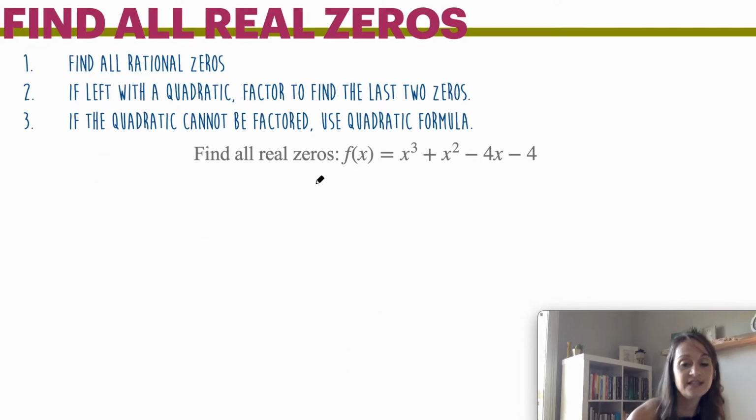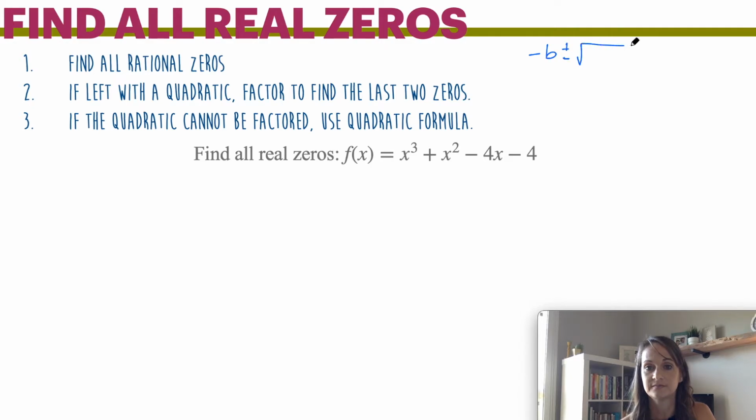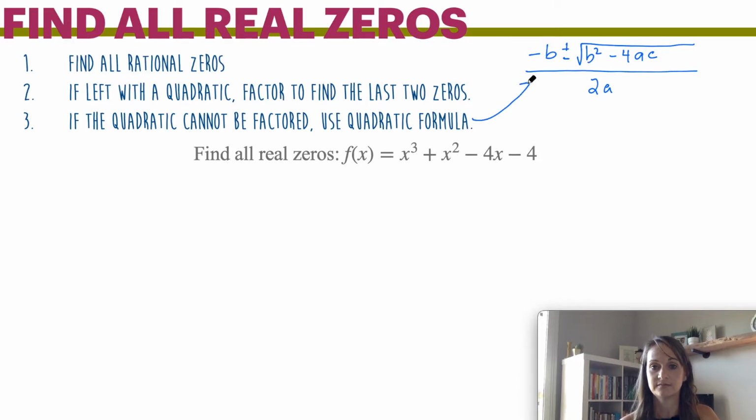So let's find all the real zeros. If we're left with a quadratic, we can either factor it to find the last 2 zeros. If it can't be factored, we're going to use the quadratic formula. Again, negative b plus or minus the square root of b squared minus 4ac all over 2a is our quadratic formula. So quadratic formula is that. So find all the real zeros.